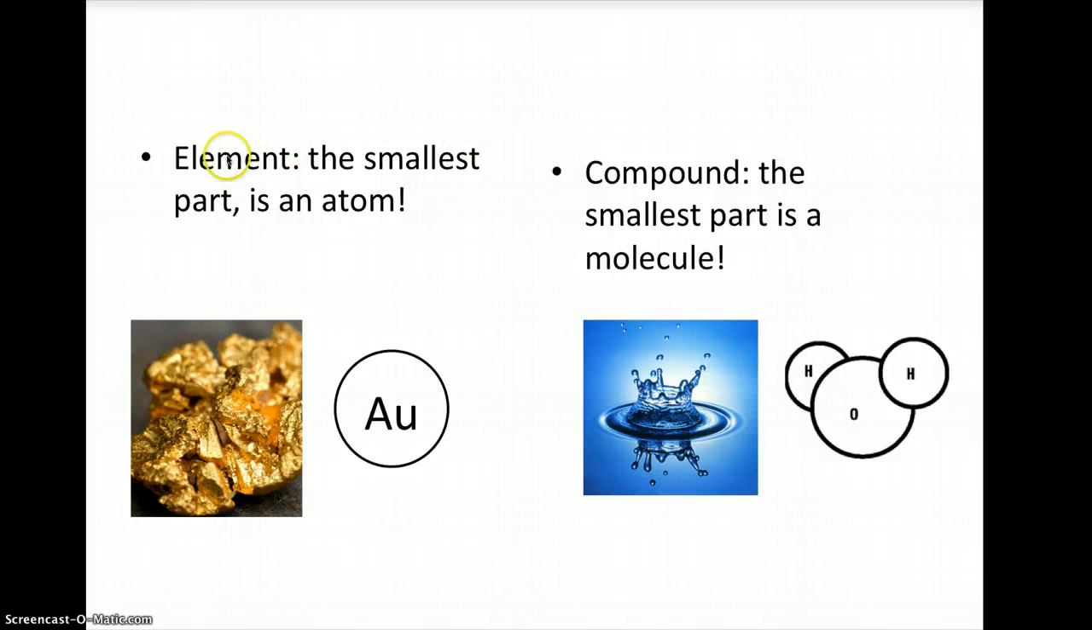Take a look over here. The smallest part of an element is going to be an atom. So this is gold. Gold is an element. And here's the gold atom. A compound is different. This is water, which is a compound. The smallest part is a molecule. If we separated this, it would be just 3 atoms hanging out. It would look different from water. It would act differently. It might even be in a different state or a different color. So you can't take apart this molecule and still have water. That's why the smallest part is a molecule.